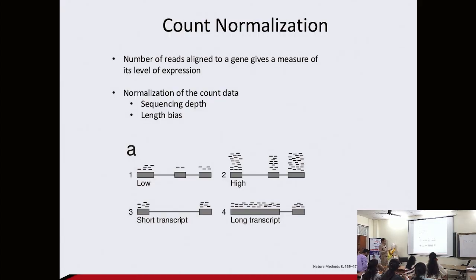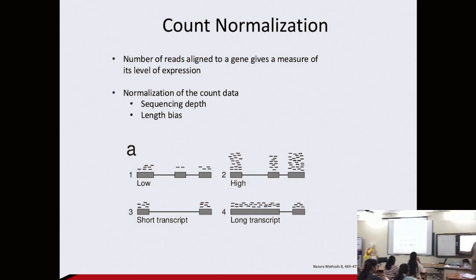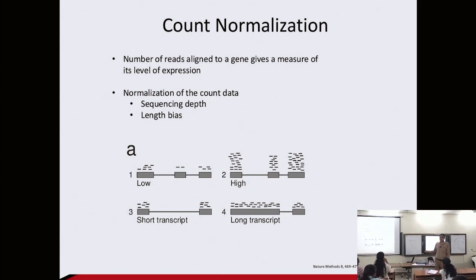The second scenario is length bias. Longer transcripts will have more reads mapping onto them. Longer transcripts will have more reads that will be generated from them. So when you map back, you will have more reads mapping onto them compared to a short transcript, right? And this is because of the difference in the lengths. So that could also confound.